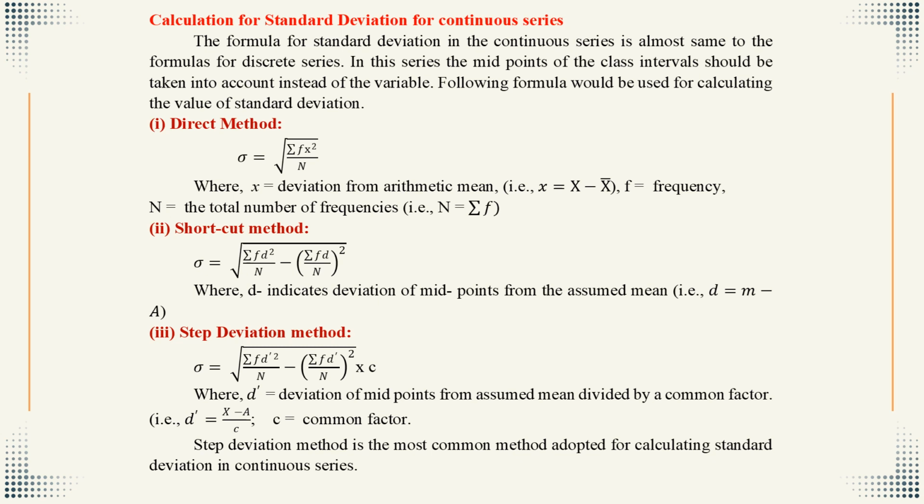Step deviation method. In the step deviation method, a common factor should be taken for division. In this case, the formula is small sigma equal to square root of sigma fd dash square by n minus sigma fd dash by n the whole square, and after that into c, where d dash equals the deviation of midpoints from the assumed mean divided by a common factor, that is d dash equal to x minus a by c, c equal to common factor. The step deviation method is the most common method adopted for calculating standard deviation in continuous series.